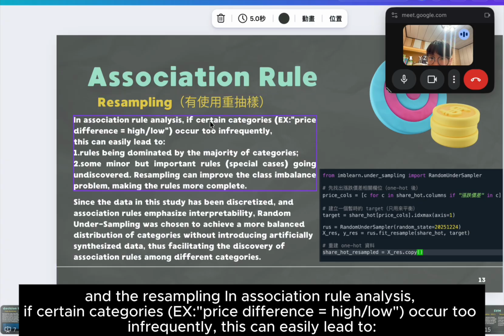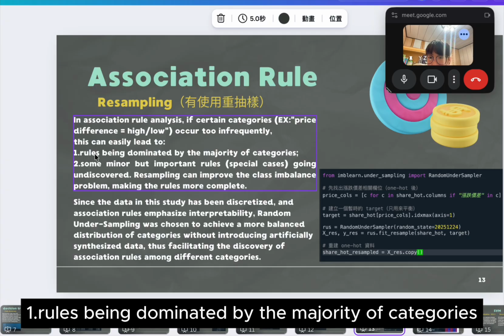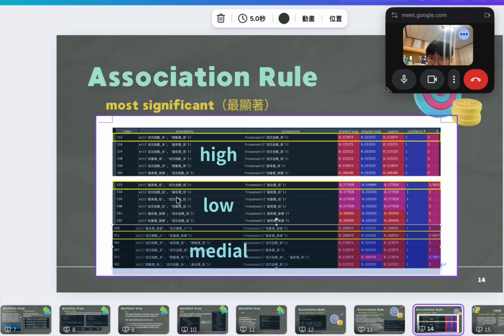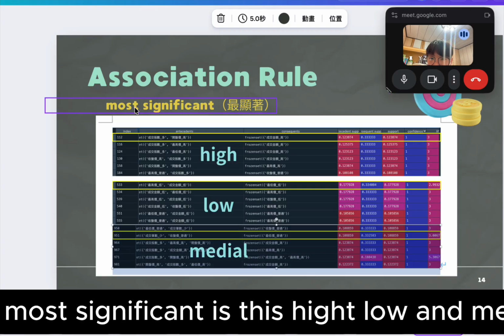In this rule, if the content is correct, the price difference is high or low, often too incorrect. This can easily be learned through 1. The rule is determined by the measure of confidence, and some minor but important special cases go undiscovered. Sampling can improve the class imbalance problem, which made this rule more complex. And the most safe is this: high, low, and middle.